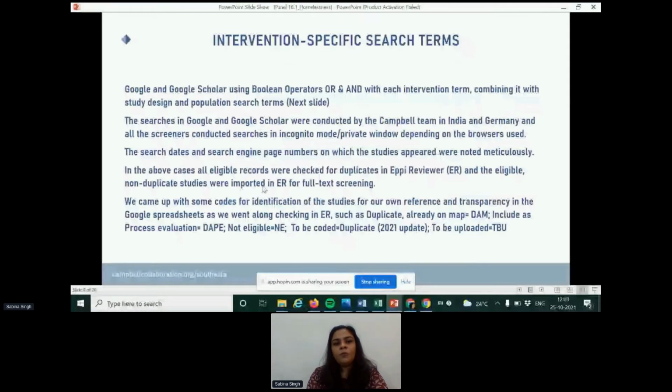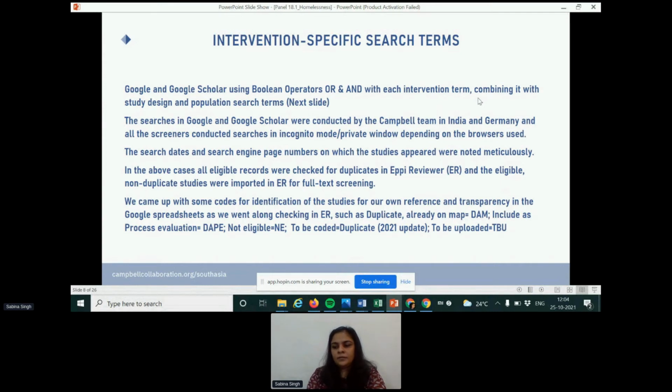So what we did was use Google and Google Scholar as the starting point to search these intervention terms, and we created search strings, combining them with the study design and population search terms. We largely use Boolean operators AND and OR, and I will be sharing what kind of search strings we made in the coming slides. We used Google and Google Scholar from India and Germany.